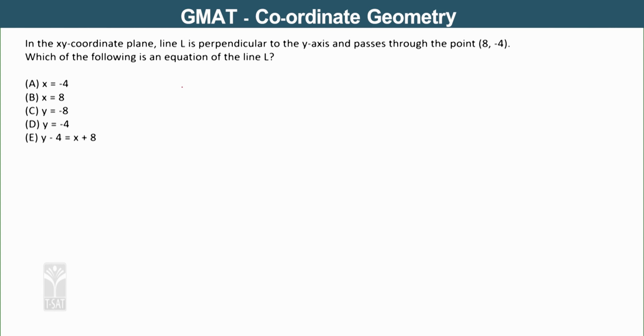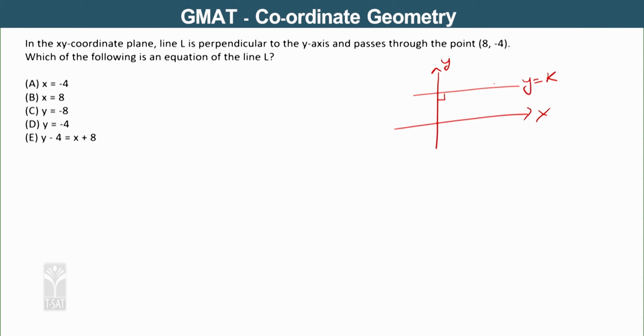In the xy coordinate plane, line L is perpendicular to the y axis and passes through the point 8, -4. Which of the following is the equation of the line L? So, it is telling us that this line is perpendicular to the y axis. This is the y axis, this is the x axis. When a line is perpendicular to the y axis, it will be of the form y is equal to some constant k. That will always be the equation of a line that is perpendicular to the y axis.